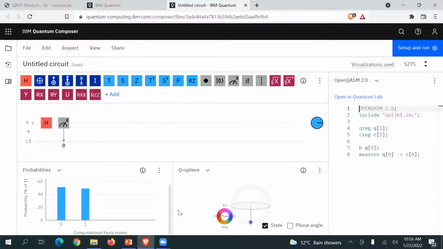Once we measure it, it captures it as 1 or 0. So it's a 50-50 probability. Either it goes into the 0 state or the 1 state with a 50-50 probability.